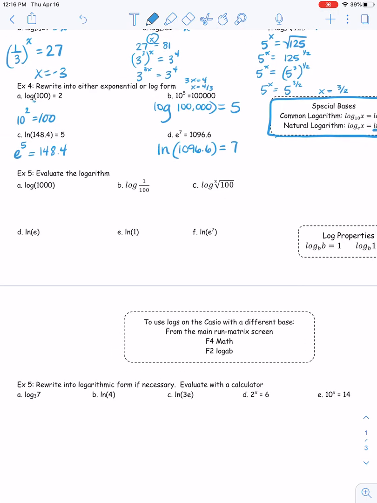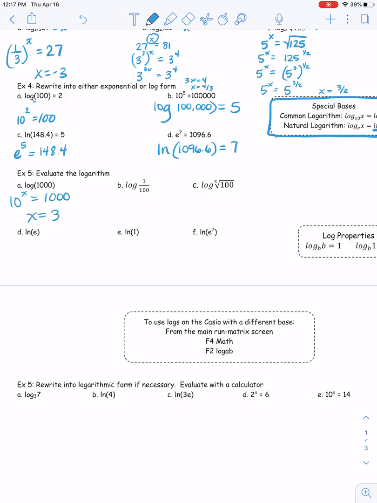Okay, so now we're going to evaluate the logarithm. Again, they're not specifying the base, so that means it's either going to be a 10 or it's going to be the e, depending on if it's a log or a natural log. If you need to rewrite this in exponential form and then solve, that's totally fine. My base is 10. I don't know what my exponent is, but I know the argument is 1,000. Well, 10 to the what power is going to give me 1,000? 3.